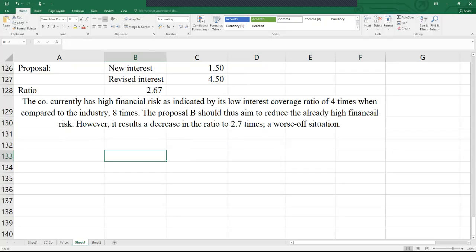Therefore, it's making the situation worse off. It ought to be improving, but what is happening here is the company is becoming worse off in terms of management of its financial risk.